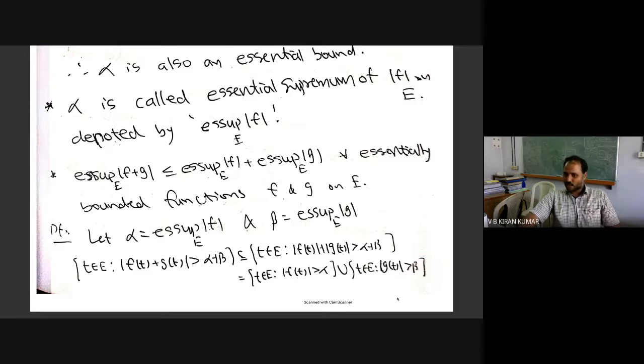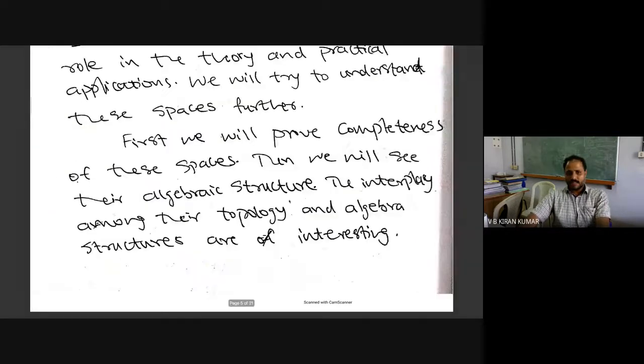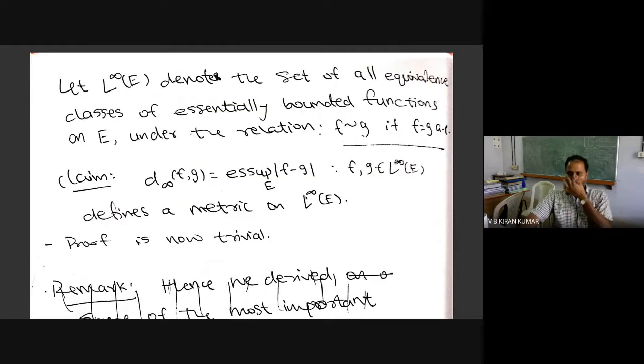But this has measure 0, this has measure 0. So the whole set will have measure 0. So all of them have measure 0. So this will tell you that alpha plus beta is an essential bound for mod f plus g. And the essential supremum of mod f plus g will always be less than or equal to all essential bounds. So you have this inequality. And this is something you can use to obtain a metric on L infinity.